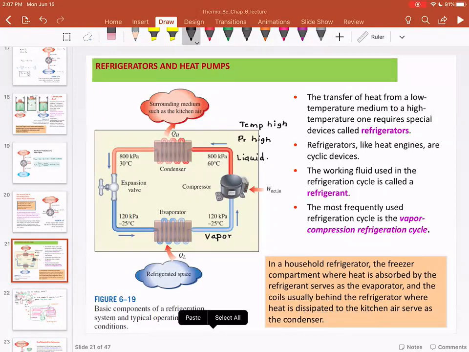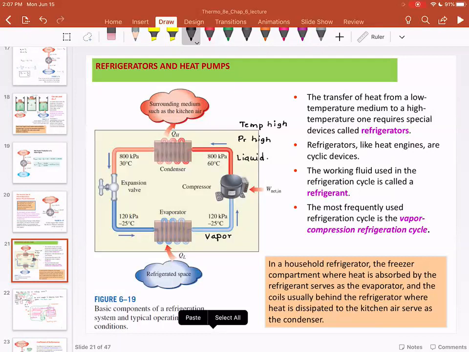And I want you to note specifically, this temperature is 60 degrees Celsius. In other words, this temperature is higher than the surrounding medium like kitchen air. That's why the heat is rejected into the surrounding, which means if you look at the coils at the back of your refrigerator, there are condenser coils. If you touch those coils, they will be slightly at higher temperature because that is where the working fluid is rejecting its heat to the surrounding.